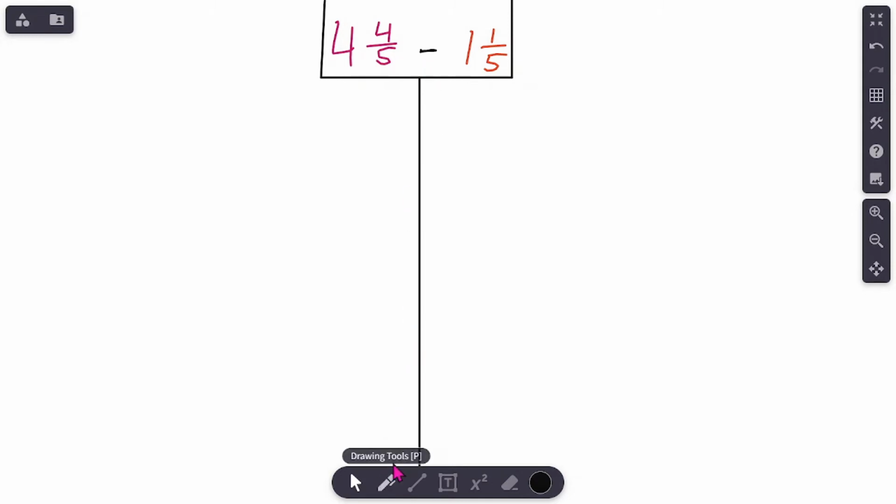The first way I'm going to show you over here on the left is a great strategy. I have students like to use both ways. It's not my go-to strategy for solving, but it is an efficient way. So let me show you. What we're going to do here is I'm just going to rewrite it. So I'm going to rewrite 4 4/5 minus 1 1/5.